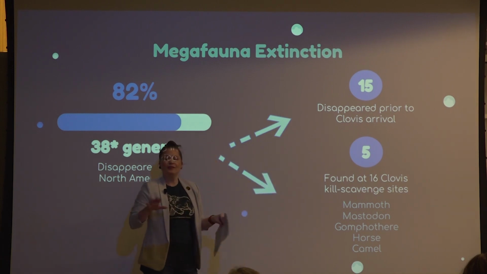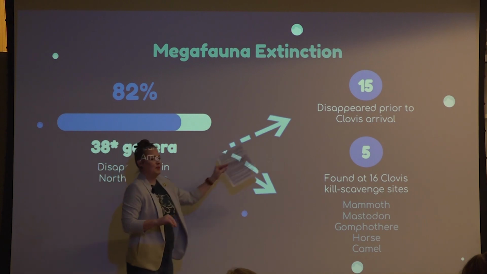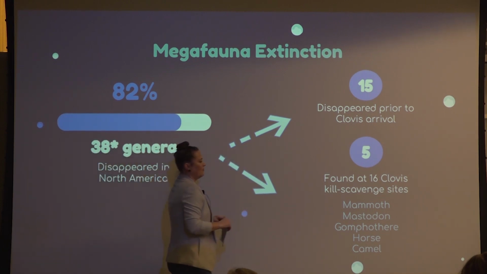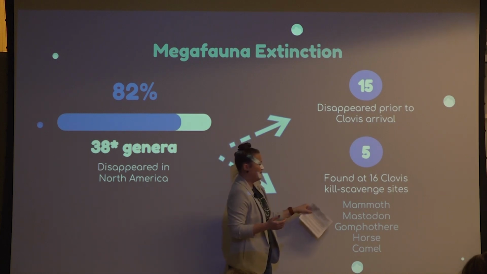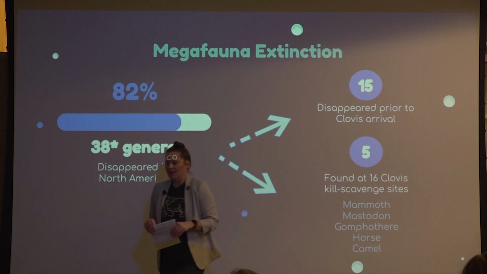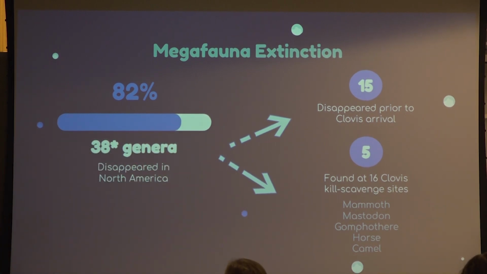We have 16 Clovis kill sites, either kill or scavenge sites. And there's only 5 species that we know that they actually ate and killed and or scavenged. And that's mammoths, mastodons, gomphotheres, which I didn't mention, horses, and camels. So there's a lot of other things that I showed you that went extinct during this time than things that Clovis ate. So again, it's kind of pushing back against this overkill hypothesis.